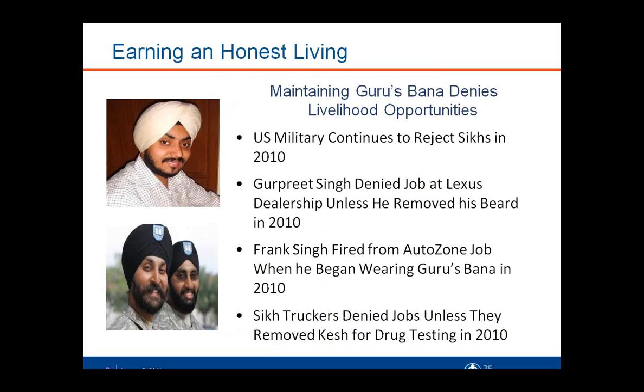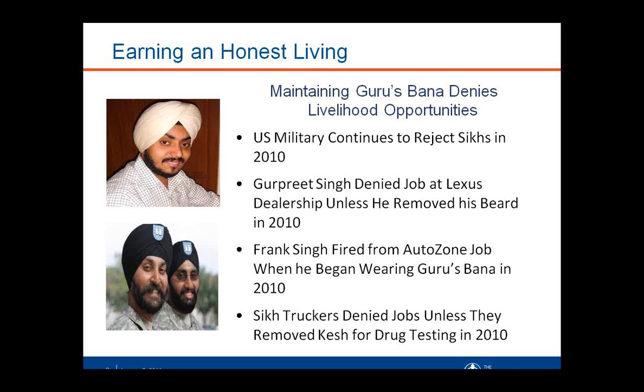So one of the first threats is a threat to a pillar of Sikhism, which is the idea of Kirtkamai, or earning an honest living. And what I've found through my work with the Sikh Coalition, and this shouldn't be a surprise to anyone, is that those who maintain Guru Sahib's Bana have been denied opportunities to maintain an honest living in some instances, and some of them are quite prominent instances.